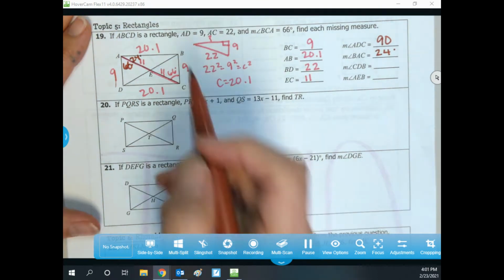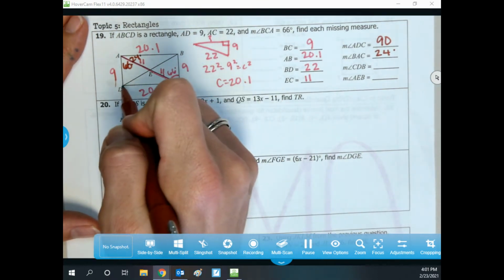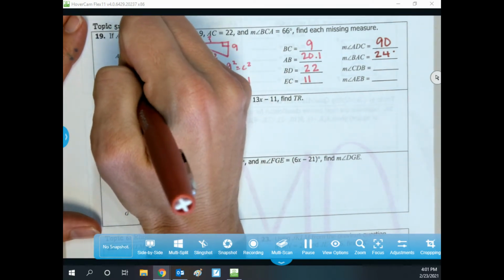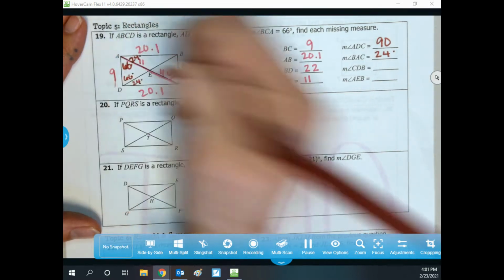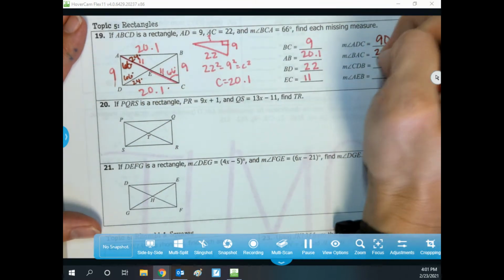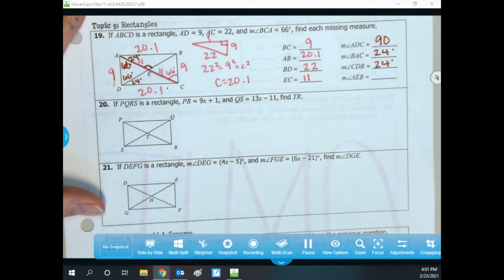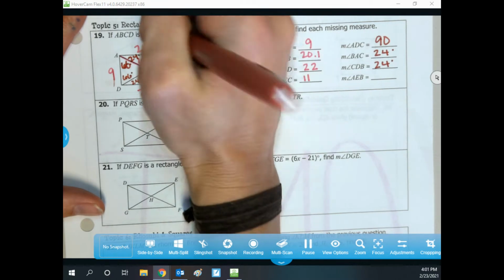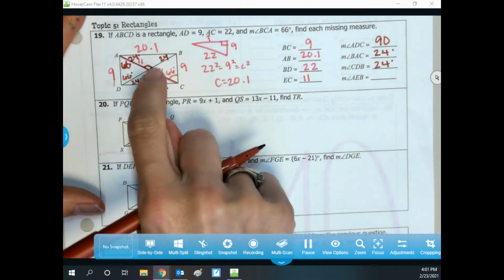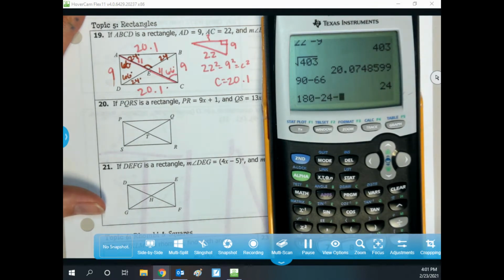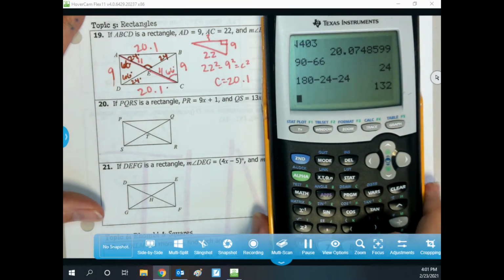CDB. If this piece is 66, then this piece is also 66. And if that piece is 66, then this piece down here is also 24. So CDB is also 24. And then AEB is this angle right here in the middle. If this piece is 24 and this piece is 24, you know that all three of those angles have to add together to be 180. 180 minus 24 minus 24 is equal to 132.